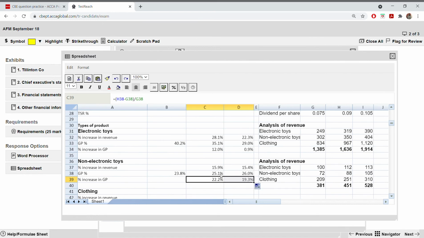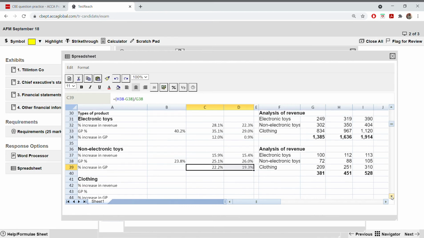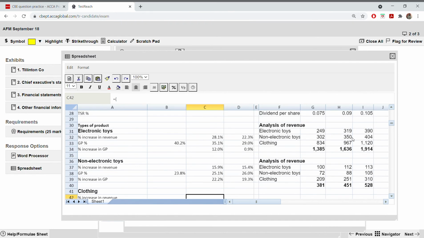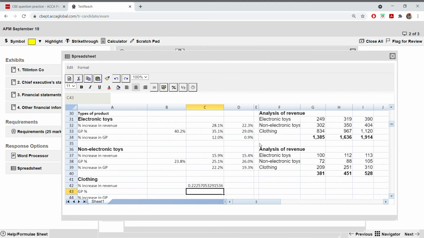Just see how much time I took for that. You need to be very quick on all those things. Now when you come to clothing, it is also the same. It is this minus this, divide by this, put it in terms of percentage, drag, and gross profit.